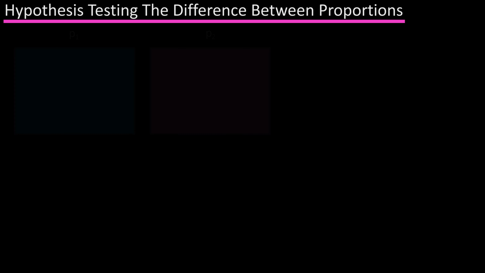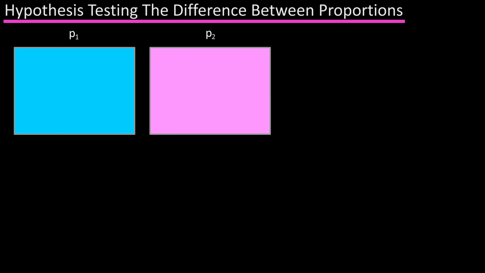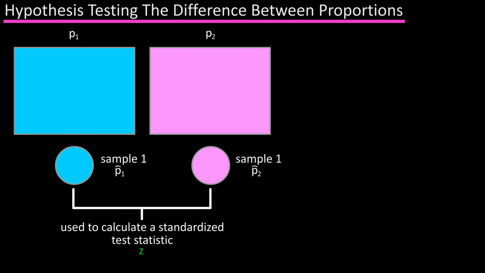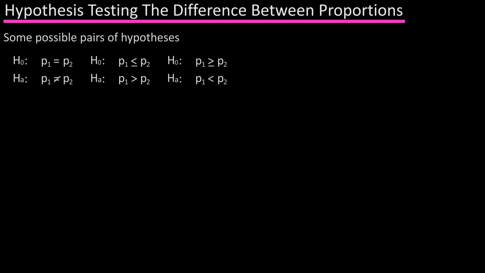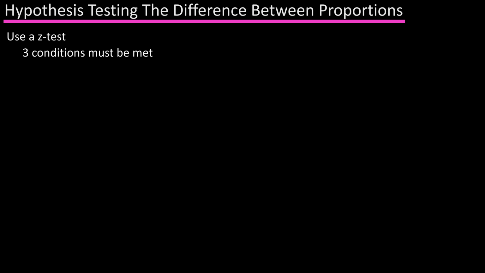In hypothesis testing the difference between population proportions, P1 and P2, we use samples to calculate a standardized test statistic and reject or fail to reject a null hypothesis, depending on whether that test statistic falls in the rejection region. The usual pairing of hypotheses are listed here, and we always assume there is no difference between the population proportions, so P1 equals P2.